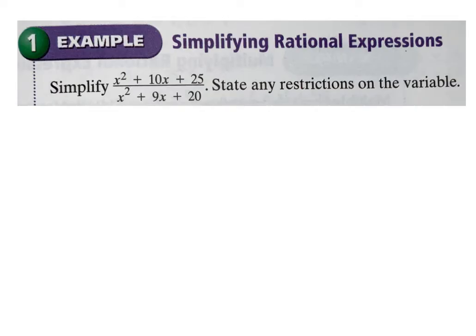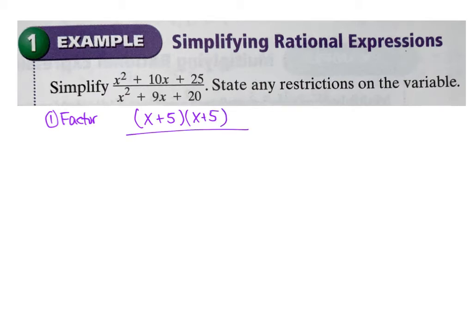Let's look at the first example. They give us this one here. Simplify and state any restrictions on the variable. So your first step for these is to factor everything. Factor the numerator, factor the denominator. That is the first thing you are going to do. And so in the numerator, I have x squared plus 10x plus 25. Factors of 25 that add up to 10: 5 and 5.